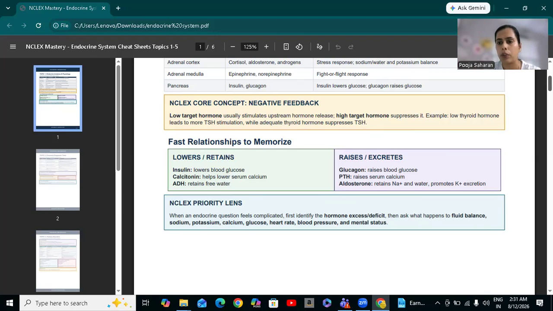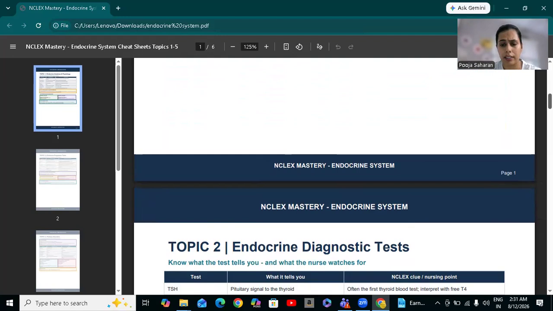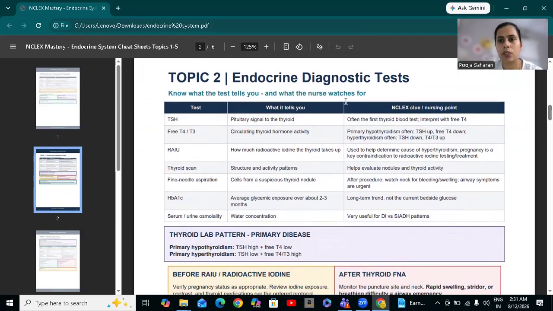This is all about the introduction to the endocrine glands. Now we're going to talk about some diagnostic tests. The first one is TSH, thyroid stimulating hormone. It is basically a signal to the thyroid. This is often the first thyroid blood test we do for patients, and we interpret it with free T4.